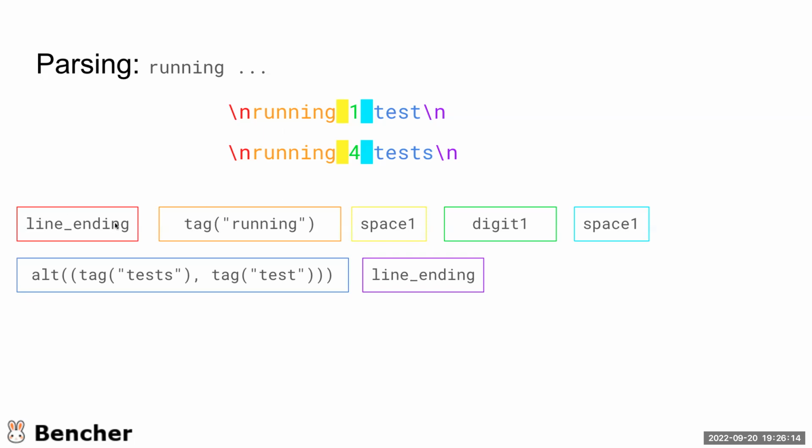So this is the nom essentially. You look for a line ending, then you look for a tag, running, then you look for a space, and then you look for a digit, and then you look for a space.